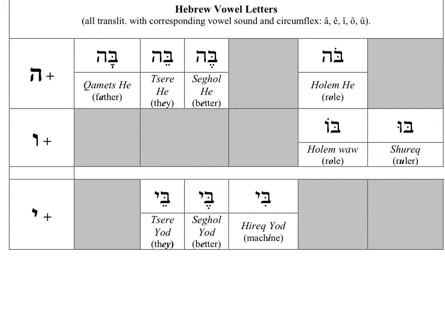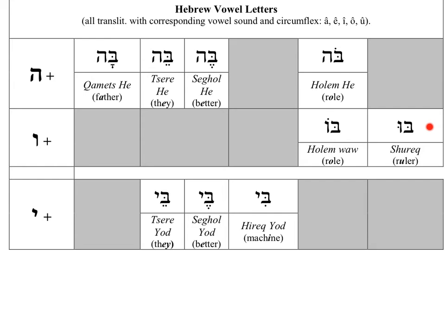Let's move down the line then. Let's look at some of these vowel letters that are formed with a vav. Here are two that we will see with some regularity. A holum vav over here will give us that O sound from roll, that long O, roll, or in our example here, bow.